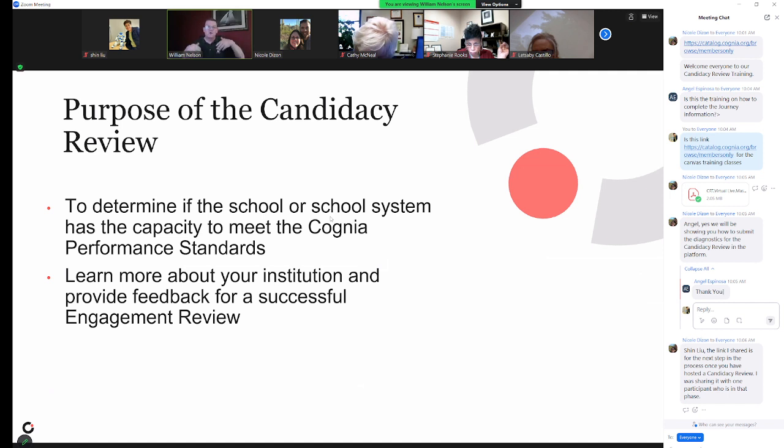We want to learn more about your institution. We want to be able to provide you feedback and be a partner in your success, particularly in preparing for that full-scale engagement review. So we are going to get you through this candidacy phase. And like I said, what an exciting time to be going through this initially. We have a wonderful protocol. It is very, very well prepared.